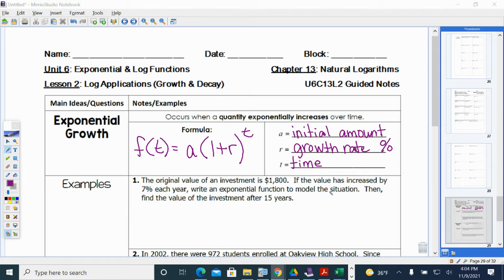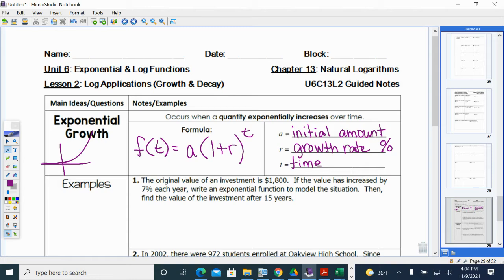Exponential growth occurs when a quantity exponentially increases over time. So these exponential functions, you can think back to parent functions and what those look like. Exponential functions grow quickly for exponential growth. So that's the one that kind of hugged the x-axis and then shot up. So there's a growth going on, an increase in value that happens very quickly with exponential growth.